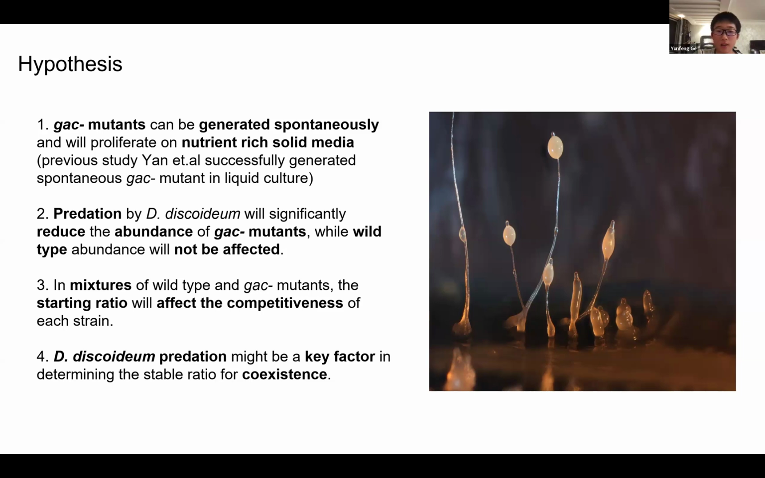And second, I proposed that predation by Dicty will significantly reduce the abundance of GAC mutants, while wild type is not affected. And thirdly, in a mixture of wild type and GAC mutants, the starting ratio will affect the competitiveness of each strain. And fourth, Dicty's predation might be a key factor in determining the stable ratio for mutant and wild type coexistence.